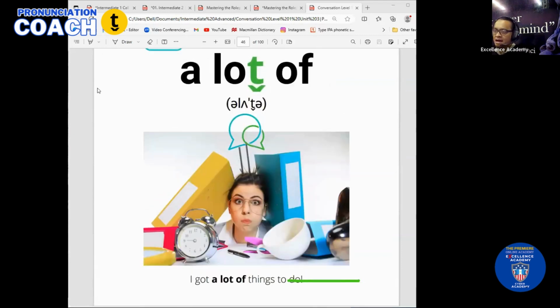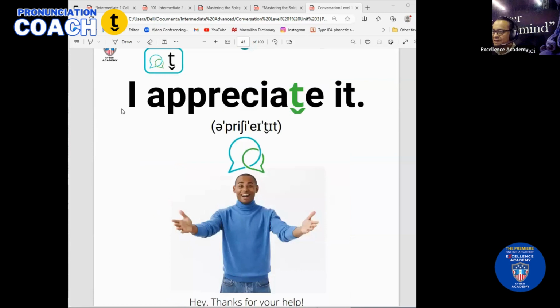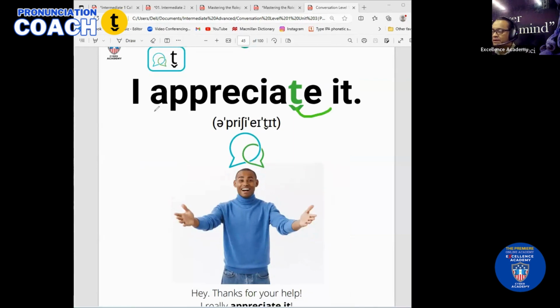Here we have, instead of saying a lot of, we're going to say a lotta. In this example, we're going to say, I got a lot of things to do. Much faster English. Here, instead of saying I appreciate it separately, by connecting it, that would be much better. I appreciate it. Like in the example down here below, the guy says, hey, thanks for your help. I really appreciate it.